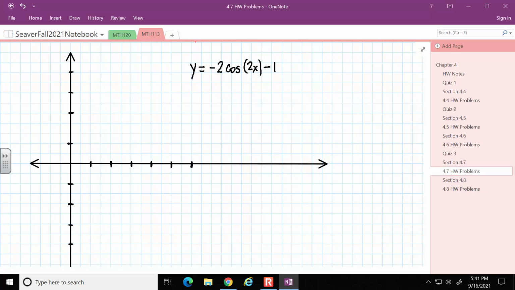Alright, so like I said, I'm going to walk around, kind of see how everybody's doing, see if we got some plots coming along here. Our first function is negative 2 cosine of 2x minus 1. Too many plots. Maybe I'll give it another minute or two. Start to draw in some lines and some labels.